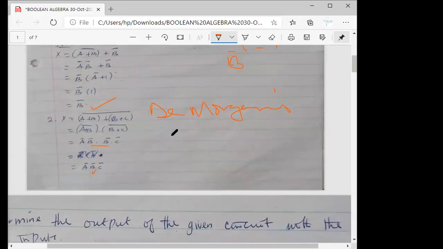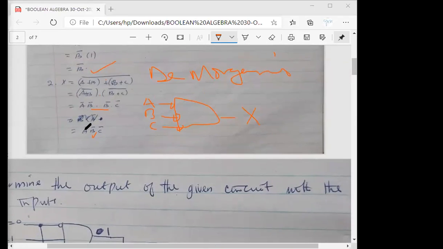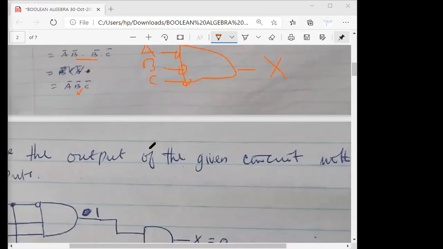You can draw a circuit if you want. All these are a multiplication. So we just have this A bar, B bar, C bar. There are different ways that you can do it. This is B, C. So we could put our complementation here on each of them, and this becomes your output X, if you wish to draw the circuit.